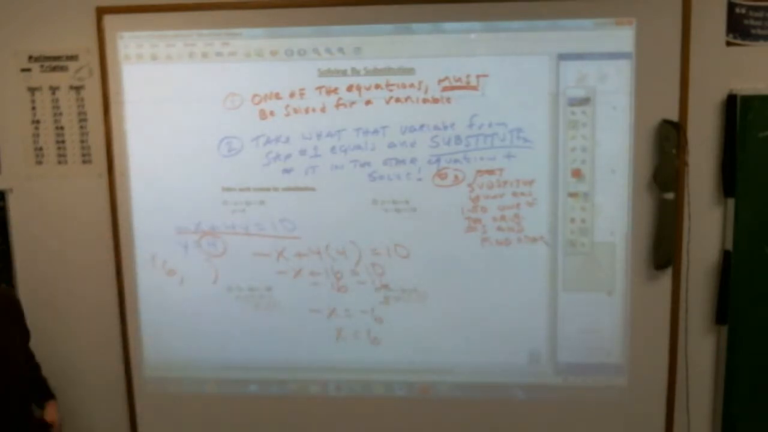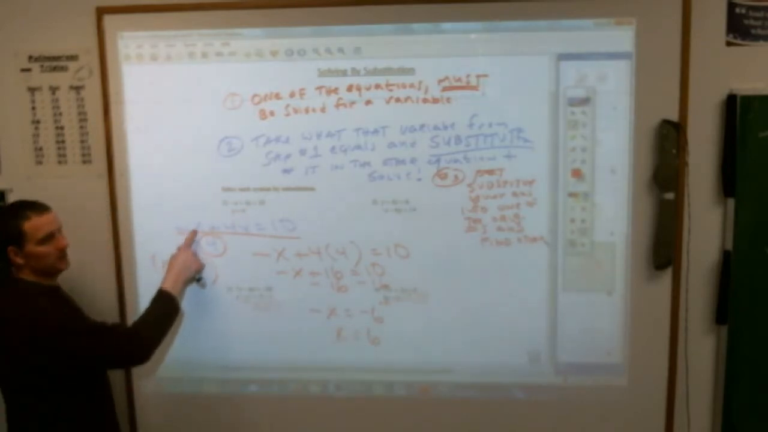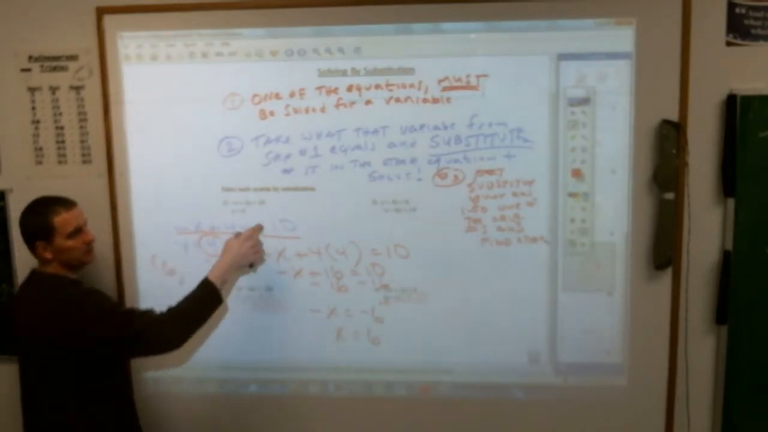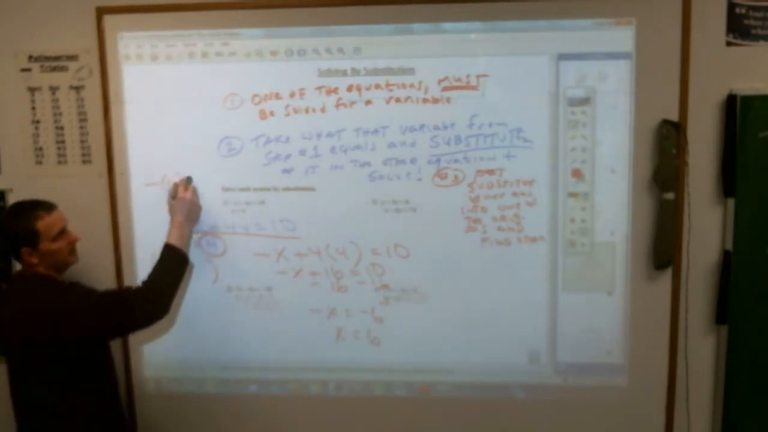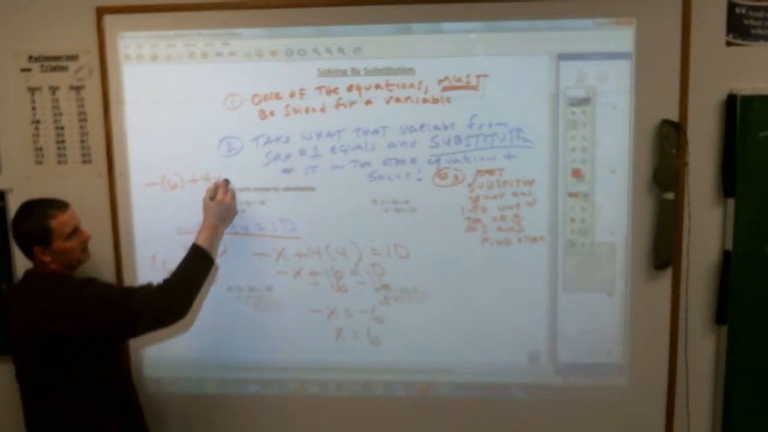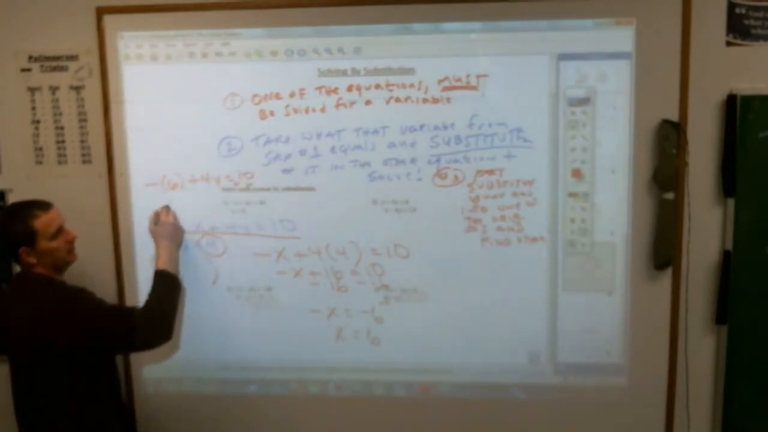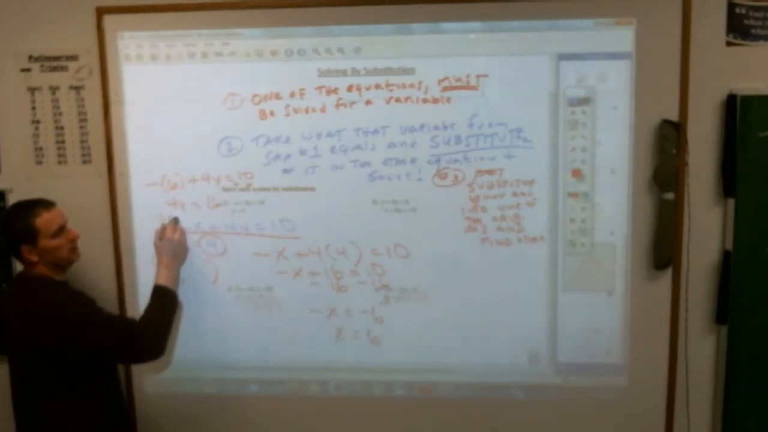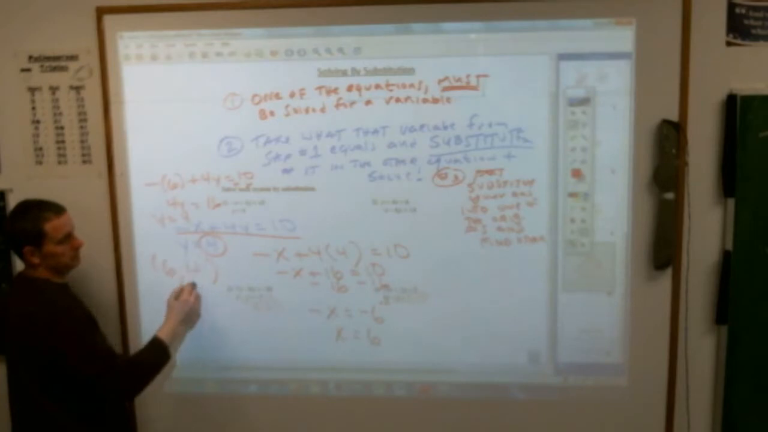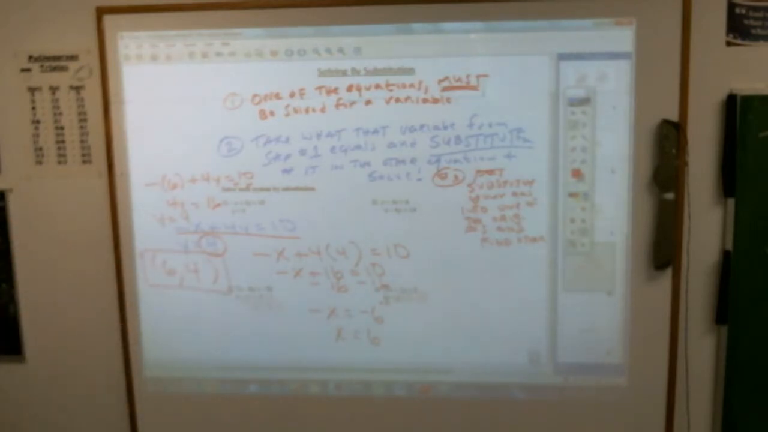That means this. I know that x is 6, correct? So I put 6 in for x now and see what y equals. So negative 6, because I know that, plus 4y equals 10. Add 6 to 10. I know now 4y equals 16. Y equals 4. 6 and 4 are my two things that make up one point there.